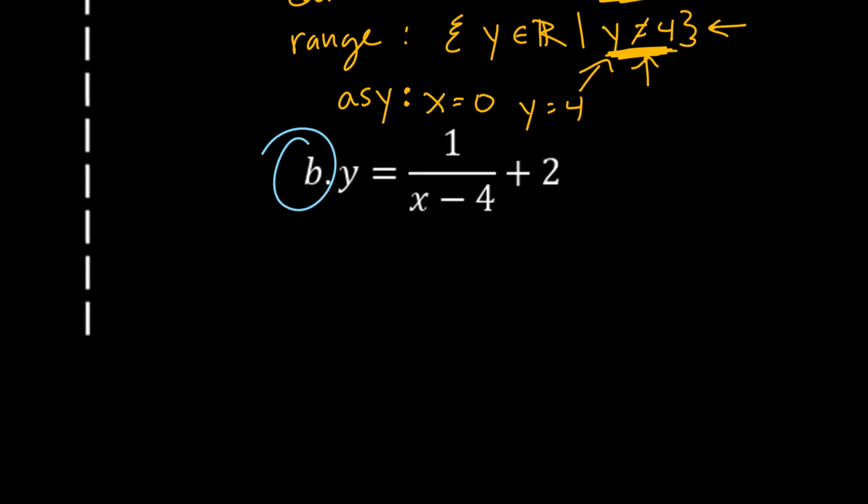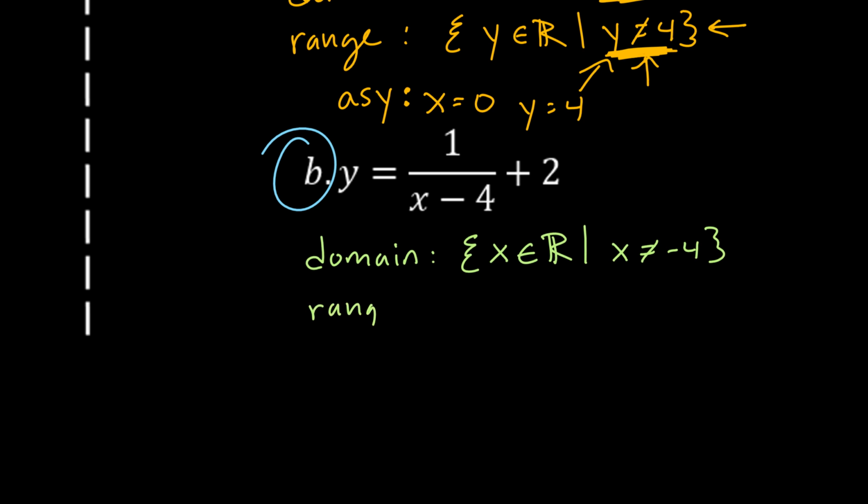Okay, what about part B, the domain? Haley? The domain would be squiggle bracket, x is an element of all real numbers. You guys can just say in. X is in all real numbers, okay? X is in all real numbers, such that x does not equal -4. Beautiful. And what about the range? Oh wait, no, not -4, positive. Yes, positive 4. Good.